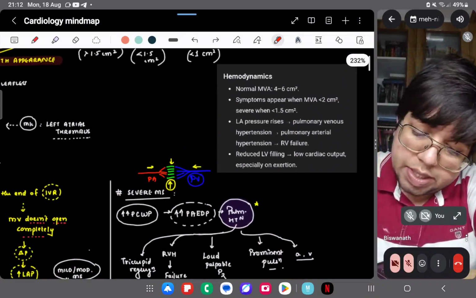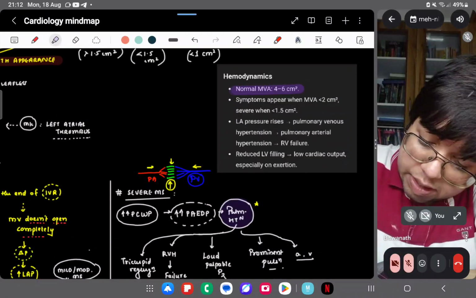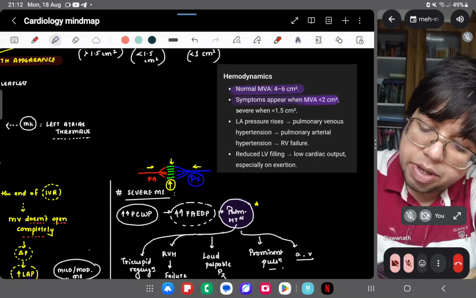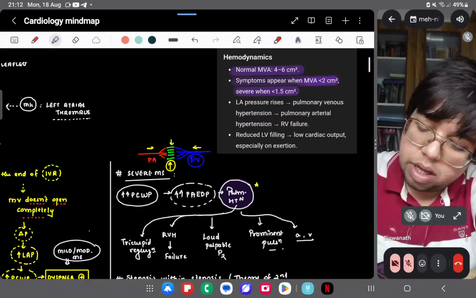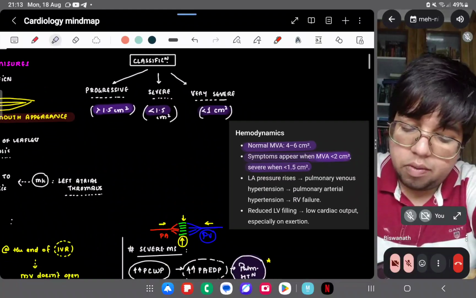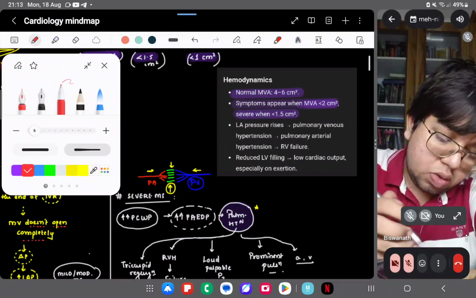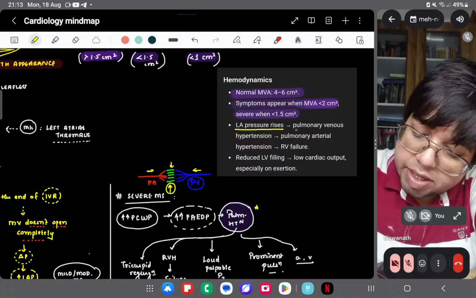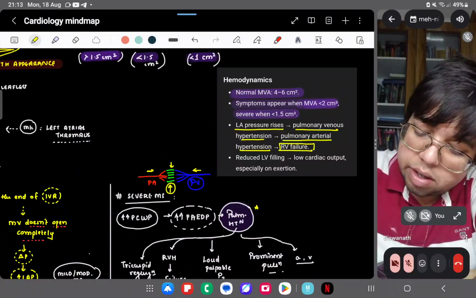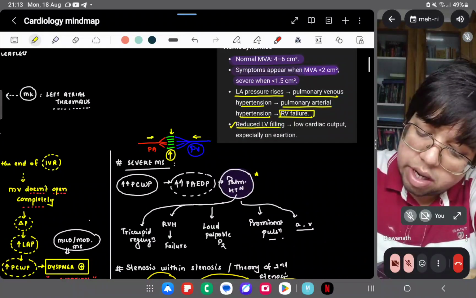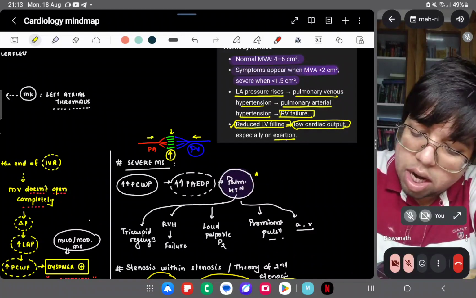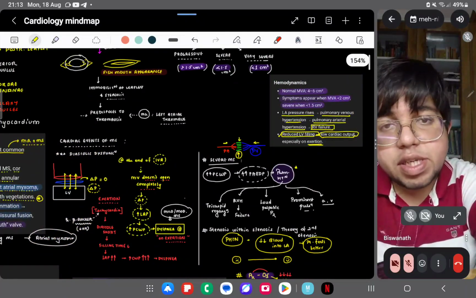Okay, hemodynamics, I told you earlier. This slide was left. Normal MVA is 4 to 6 centimeters square. Symptoms appear when mitral valve area is less than 2 centimeters square, severe when less than 1.5. I told you about all of this. More than 1.5, less than 1.5, less than 1, classification based things. So this pathogenesis is already covered. Left atrial pressure increases, pulmonary venous hypertension, pulmonary arterial hypertension, and right heart failure. Reduced LV filling, so there will be low cardiac output, which manifests more on exertion.